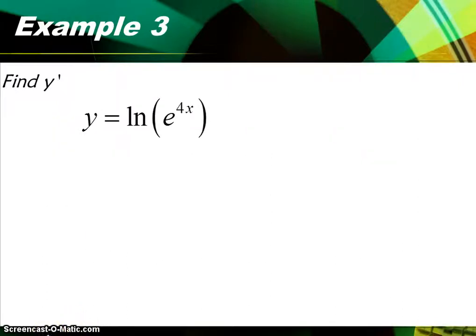Alright, so for this guy, before you start freaking out over the fact that there's an e in the problem, we want to remember all the things we know about natural log. Remember, natural log is the logarithm base e, which means this natural log of e just negate each other and they go away, which means y really just equals 4x.